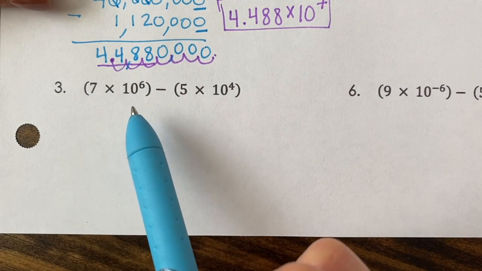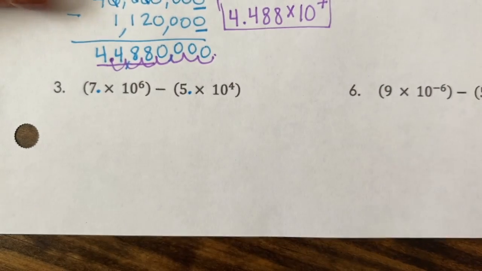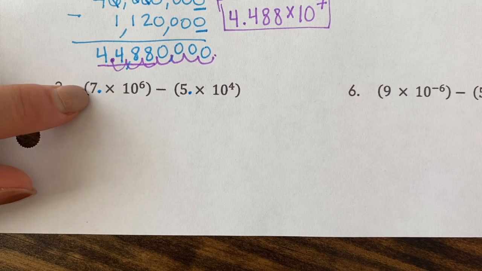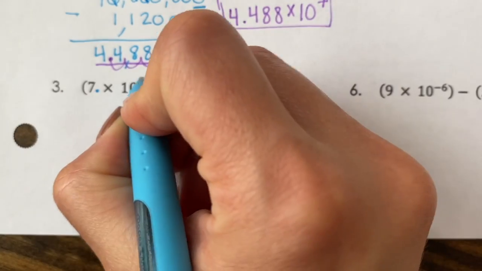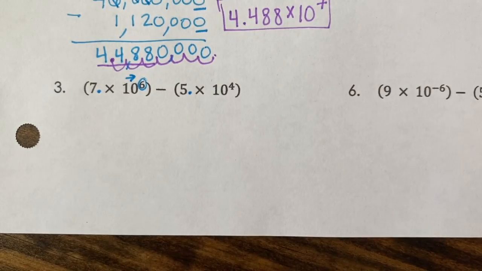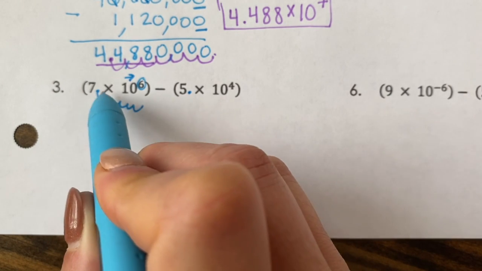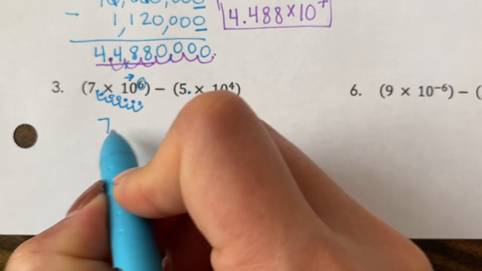Number 3, like I was saying, you have to make sure you start with your decimal in the right spot. If you started with it to the left of the 7, your answer is going to be wrong because you're going to have 1 less 0 than you need. So we're going to move it 6 spaces to the right to create our actual number. 1, 2, 3, 4, 5, 6. That's 7 million.